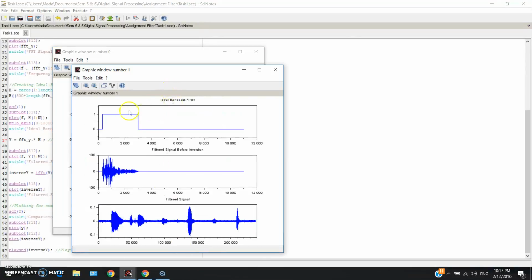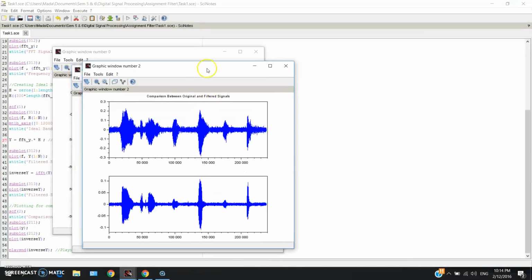Next, the first one is the graph for the ideal bandpass filter. As you can see, it is one only between 300 and 3000. The second one is the filtered signal before inversion. And the last one is the signal after inversion, back to the original sound.